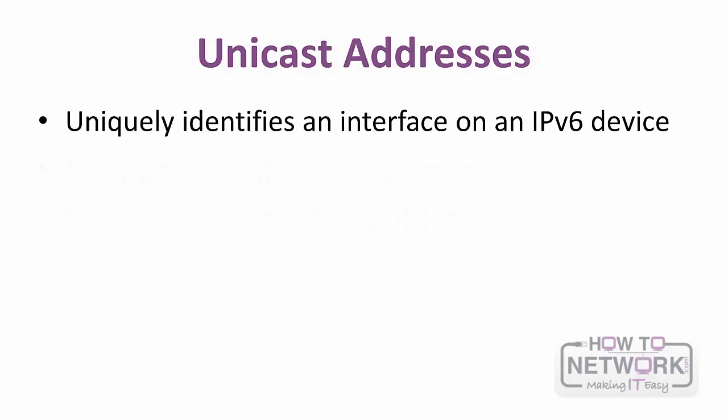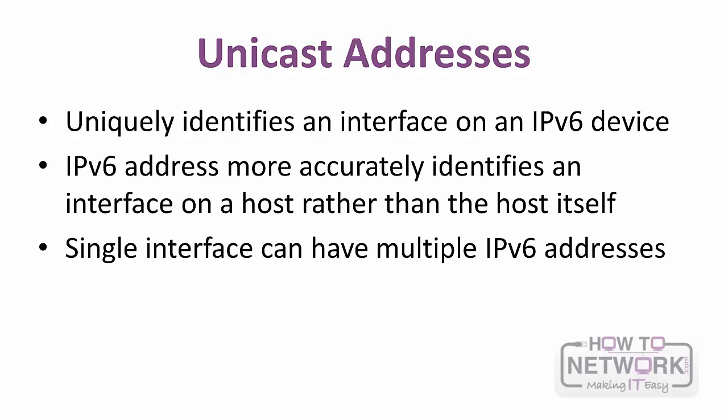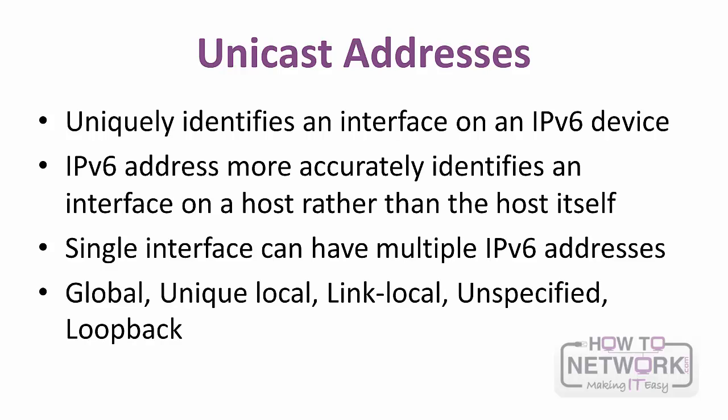A unicast address uniquely identifies an interface on an IPv6 device. A packet sent to a unicast address is delivered to the interface identified by that address. An IPv6 address more accurately identifies an interface on a host rather than the host itself. A single interface can have multiple IPv6 addresses, and an IPv4 address as well. There are several types of unicast addresses in IPv6: global, unique local, link local, unspecified, and loopback.